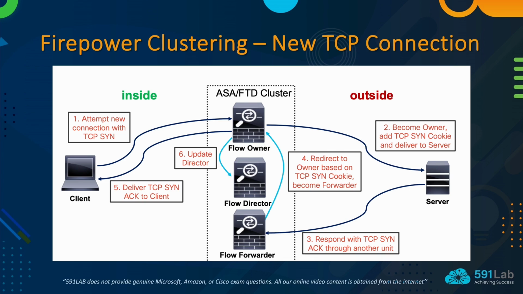The client receives the redirected SYNACK packet from the flow director and sends back a TCP acknowledgement to acknowledge the server's sync. The flow director receives the client's acknowledgement and updates the flow ownership information within the FTD cluster based on the TCP sync cookie embedded earlier. It then becomes a flow forwarder for the established connection.